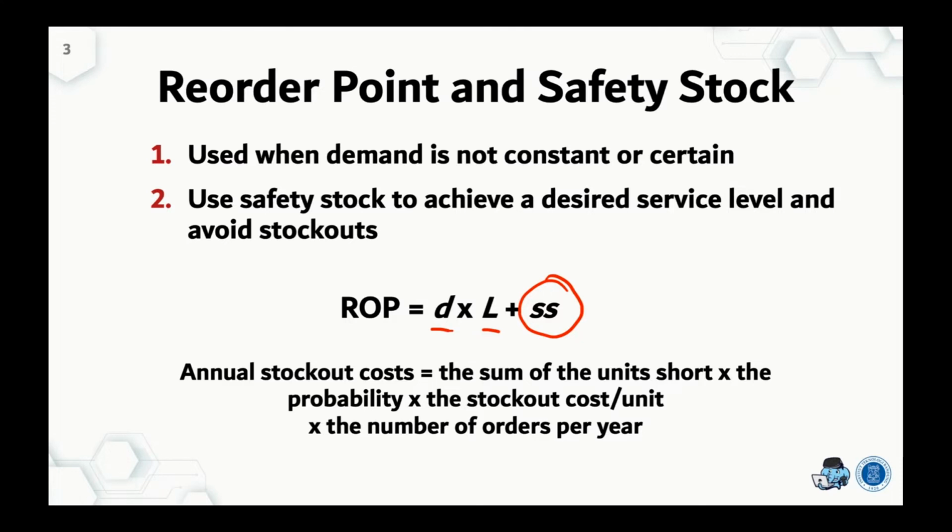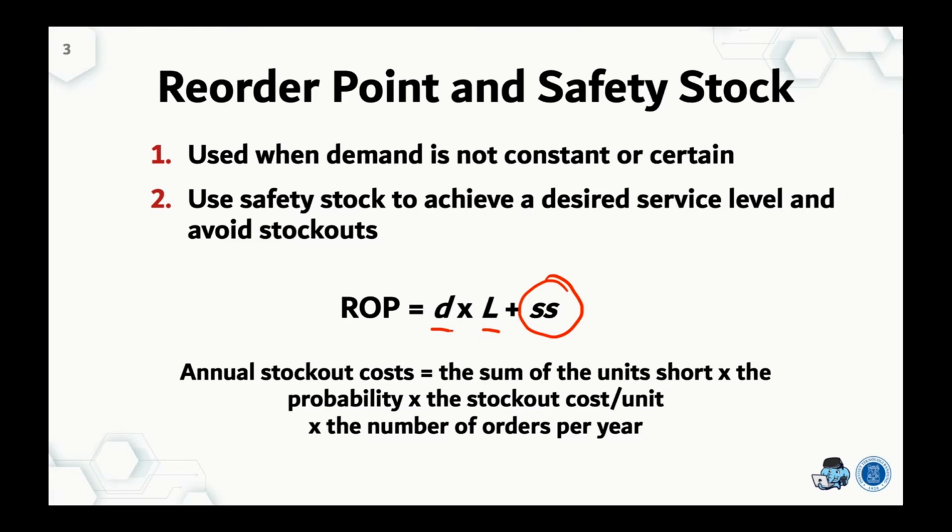The annual stock out cost is the sum of the units that are short or stocked out, multiplied by the probability of the stock out, and then multiplied by the stock out cost per unit, and again multiplied by the number of orders per year.